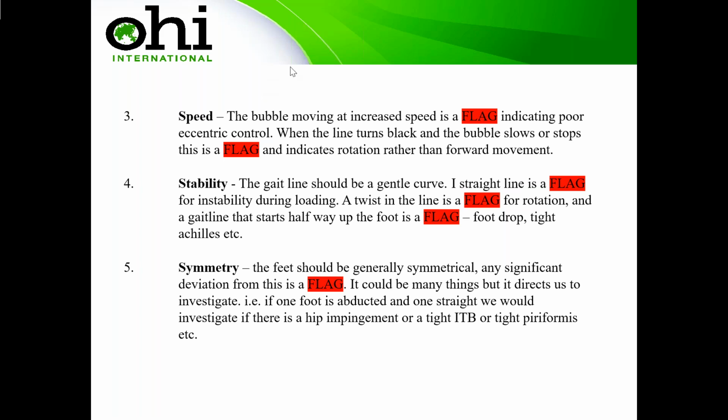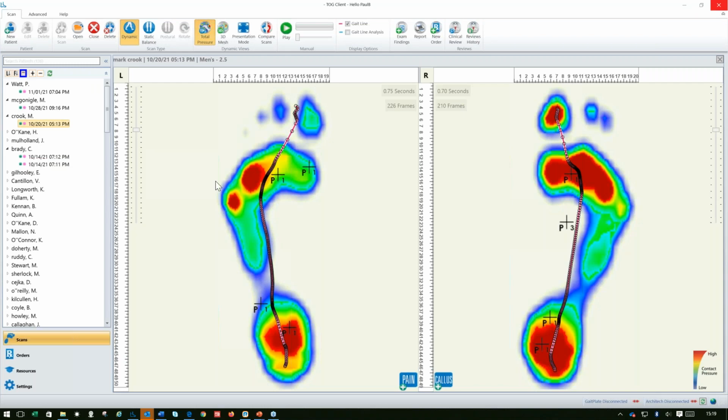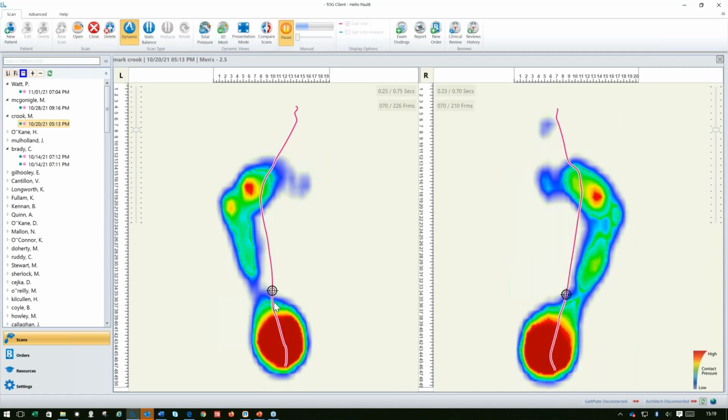So let's start with speed. The bubble moving at increased speed is a flag indicating poor eccentric control. When the line turns black and the bubble slows down, this is a flag which indicates rotation rather than forward movement. So I'm going to be jumping backwards and forwards a little bit here, but I think it's probably easier. So we're going to go with speed. We've indicated 2 flags when we discuss speed. If I hit the play button, we're going to look at this bubble.